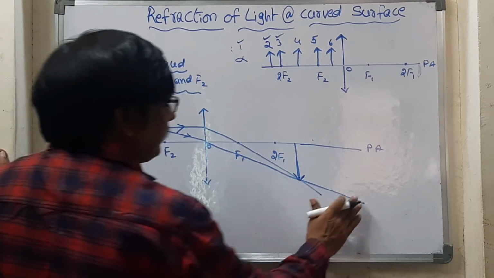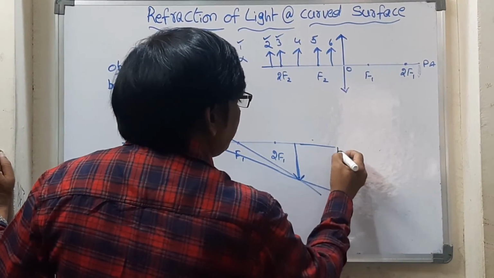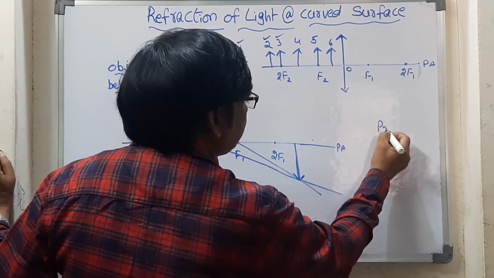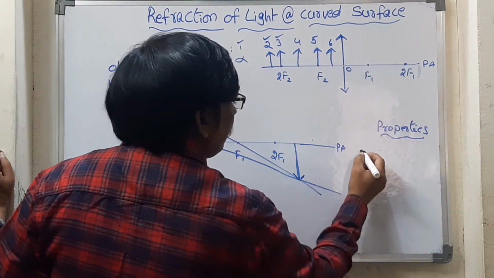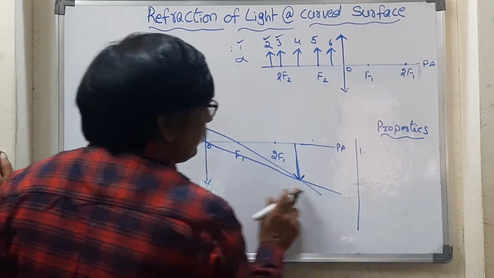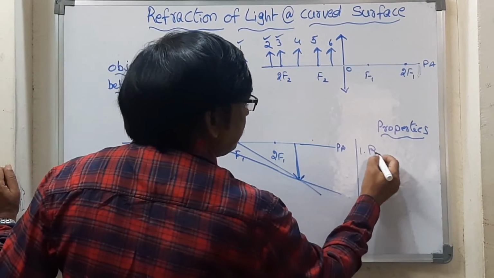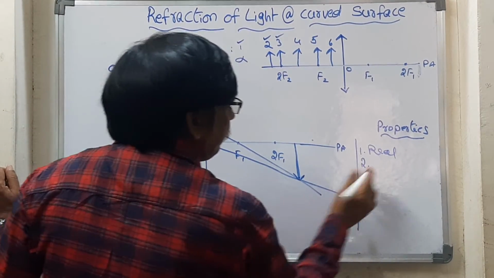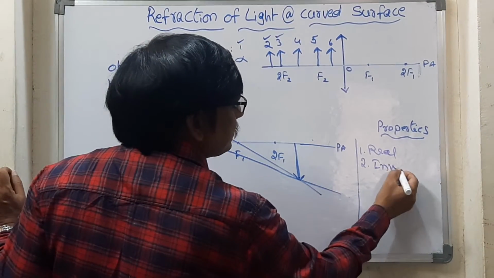This is the image. What are the properties? Now let us see. What are the properties of this image? The first property: this image is a real image, isn't it? This is a real image. The second one: how is the image? The image is inverted.